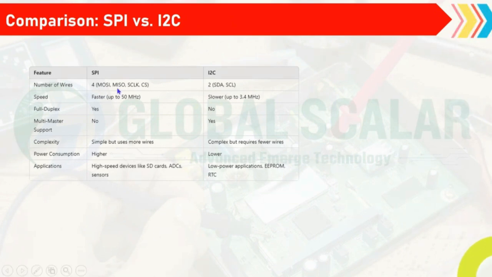And comparing the I2C and SPI protocols, in SPI we need 4 wires and in I2C we need 2 wires. Speed is faster in the SPI protocol and lesser in I2C, and SPI is a full duplex protocol. Multi-master support: no. Complexity: it's simple but uses more wires, and power consumption is higher compared to I2C. For applications, high-speed devices like SD card and ADC sensors are configured. So these are some comparisons between the I2C and SPI protocols.